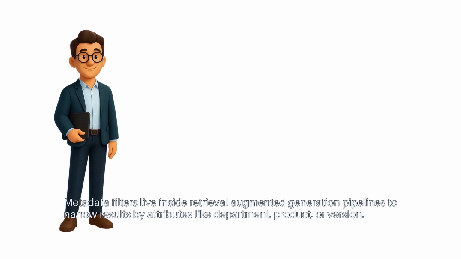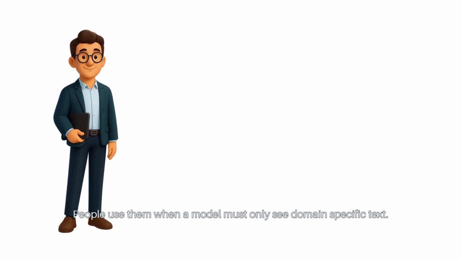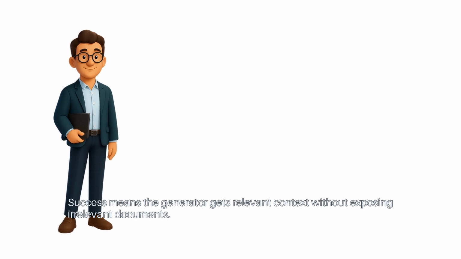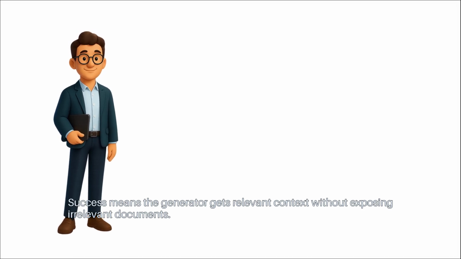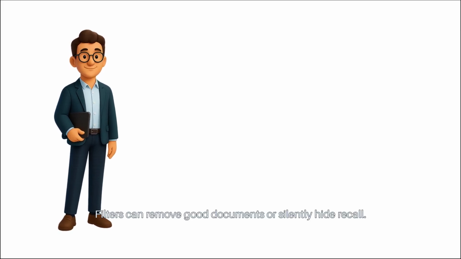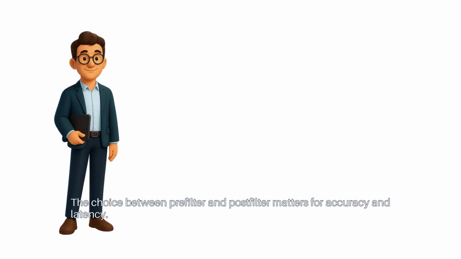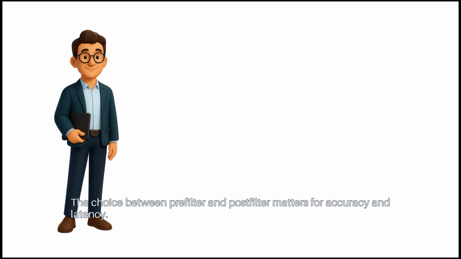Metadata filters live inside retrieval augmented generation pipelines to narrow results by attributes like department, product, or version. People use them when a model must only see domain-specific text. Success means the generator gets relevant context without exposing irrelevant documents. The practical pain is subtle. Filters can remove good documents or silently hide recall. That increases hallucination risk. The choice between pre-filter and post-filter matters for accuracy and latency.